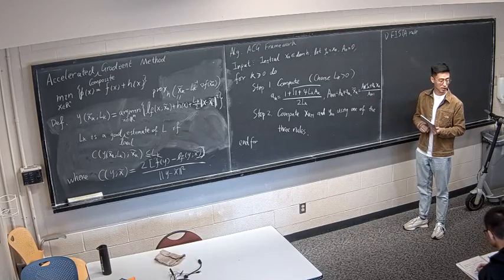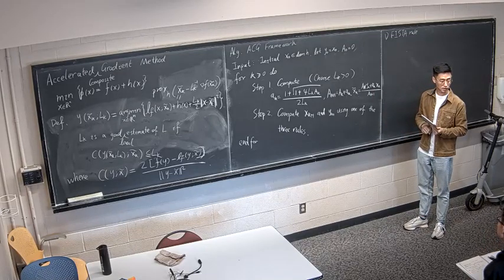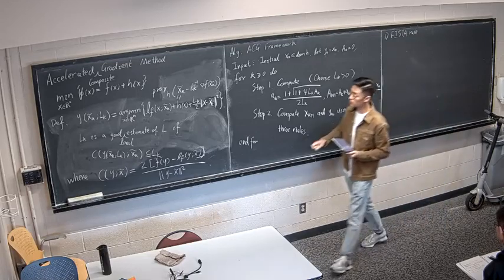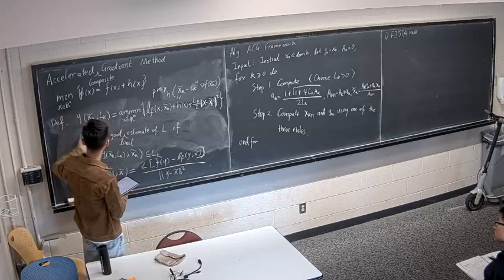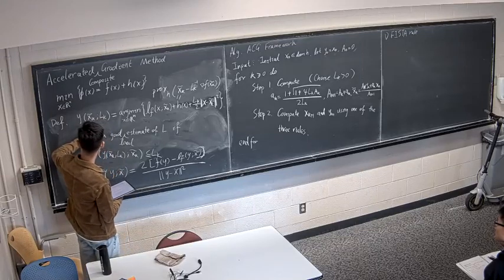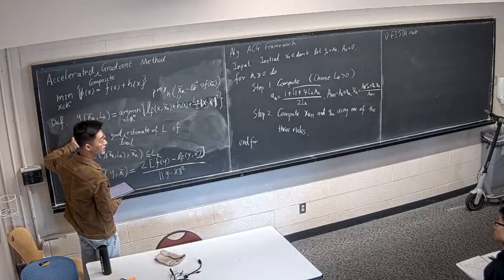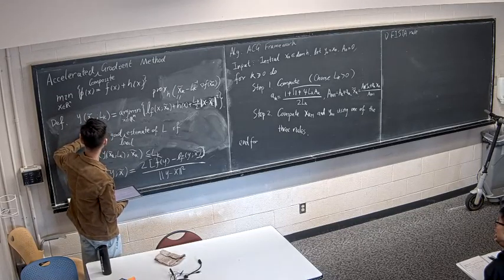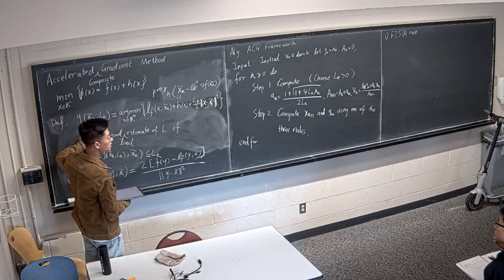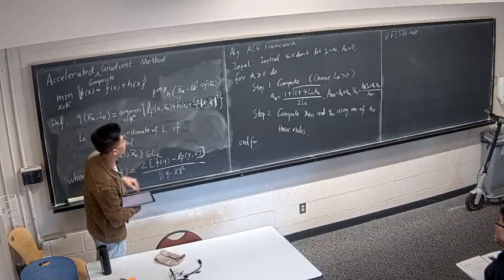Now I have a question. What is the x tilde k used for? X tilde k is used here to just compute this y. You need this x tilde k. That's why I didn't use other notation, just x tilde k. This is exactly the x tilde k computed in step 1.